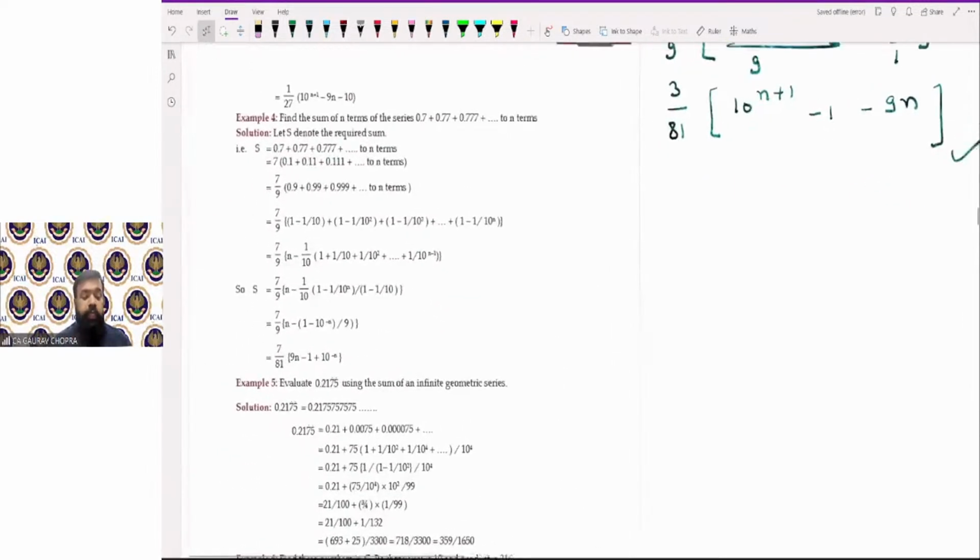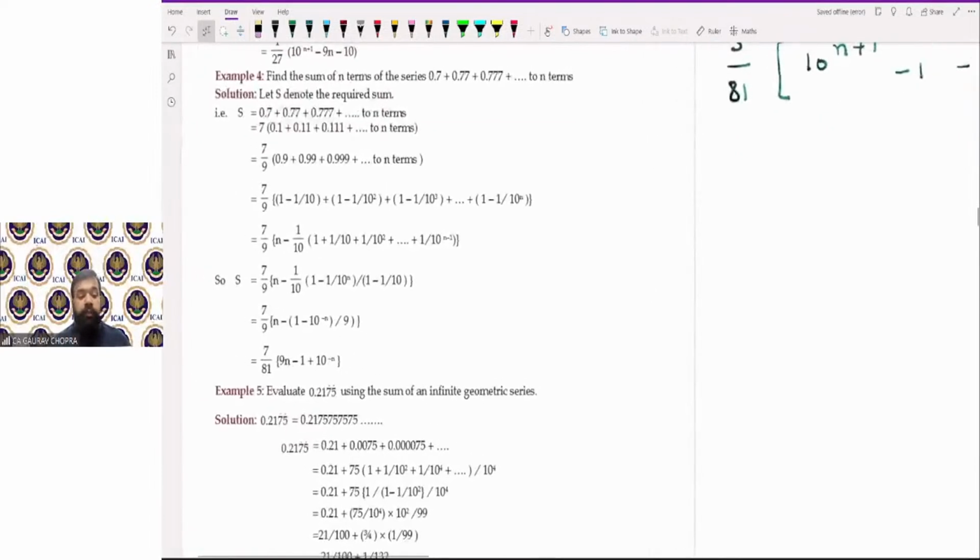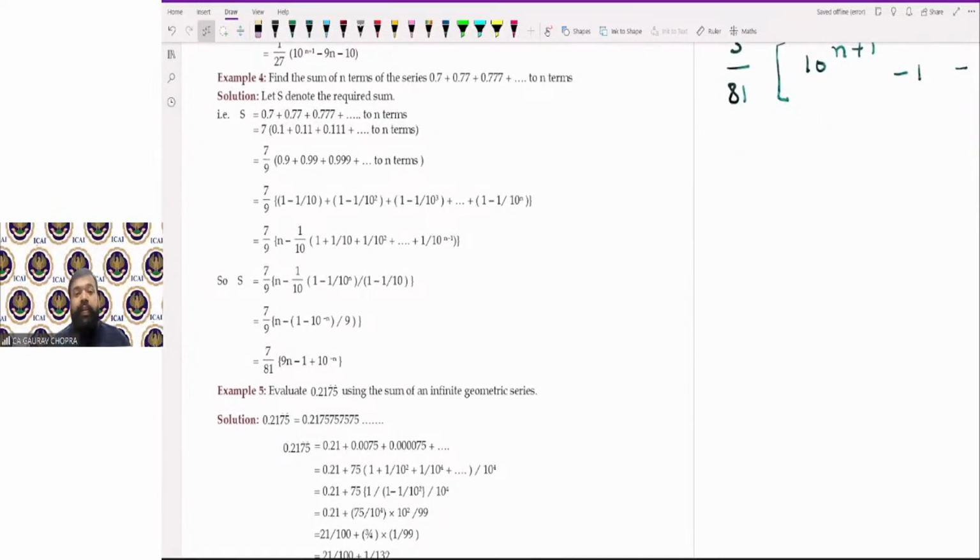Now example number 4 is again the similar example. Exactly similar example है, but यहाँ पे decimal में है. तो कैसे करना है, let me explain once again with this example also, ताकि ये पैटर्न आपका परफेक्ट हो जाएगा. इसमें फिर आपको कुछ भी प्रॉब्लम क्रिएट नहीं होगी. ओके. तो चलिए शुरू करते हैं. 0.7 प्लस 0.77 प्लस 0.777 up to n terms.